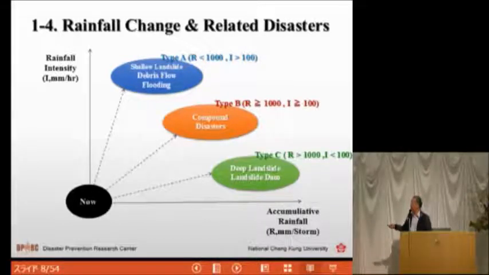Then some shallow landslides and debris flooding will frequently occur. If it changes in this direction, that means the accumulative rainfall increases to more than 1,000, but the intensity is not so big. And there will be some deep landslides or landslide dams occurring frequently. But unfortunately, Taiwan is changing in this direction. That means its accumulative rainfall is more than 1,000 and intensity more than 100, so they got compound disasters. All of these disasters will occur in a very small area and in a typhoon event.